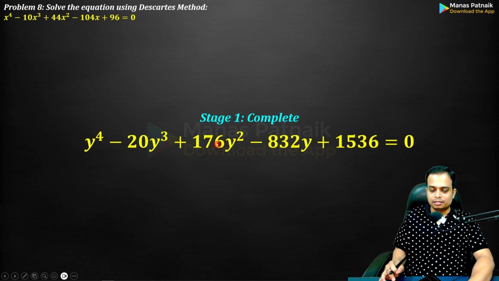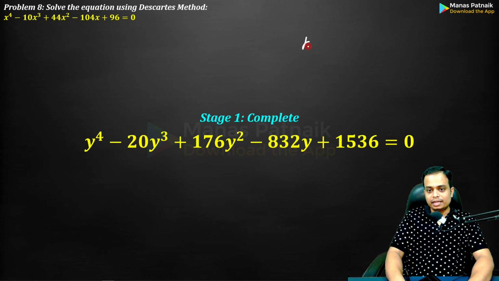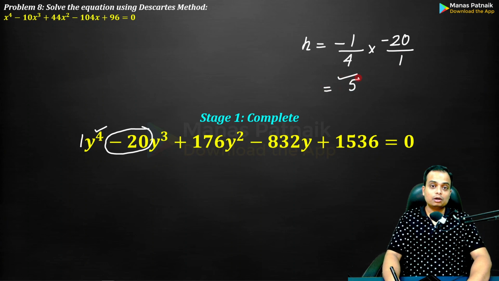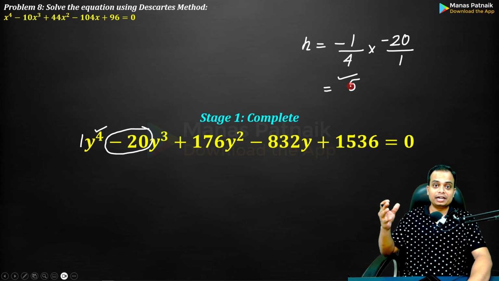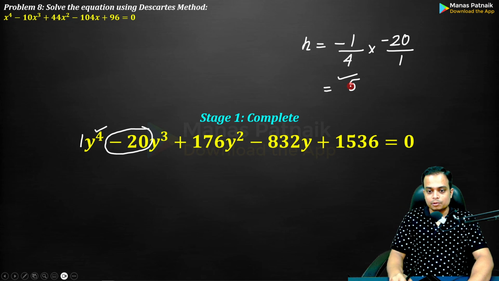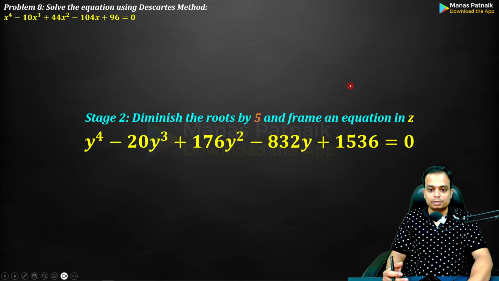So stage 1 is complete, sir. We have ensured that all the roots have been multiplied by 2. Now if you want, you can get the value of h. H is nothing but minus 1 over n, n is nothing but the degree, that is 4, multiplied by a1, that is -20, and divided by the coefficient of y power 4, which is 1. So that's 1. What is the value of h? Now sir, we have got an integer. Initially we were getting a fraction. Now we've got rid of that denominator too. Wonderful. Let's go ahead with stage number 2.